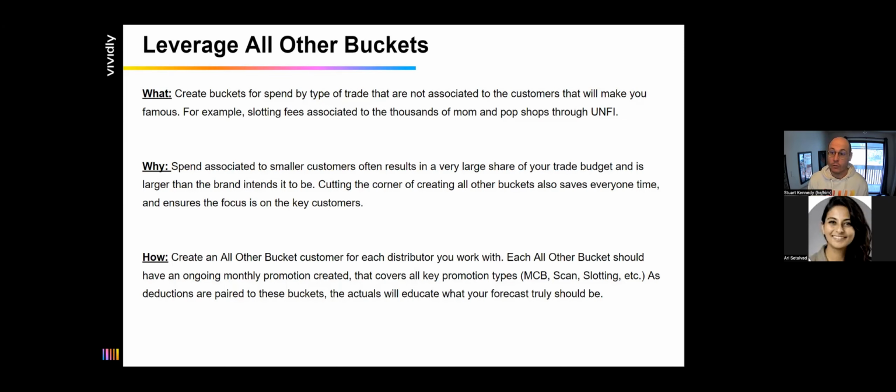So again, crawl, walk, run. Maybe start with your top 10 retailers. Next year, if everything went well and you were able to handle that level of granularity, go to your top 20 and then top 30. And over time, get more and more detailed.